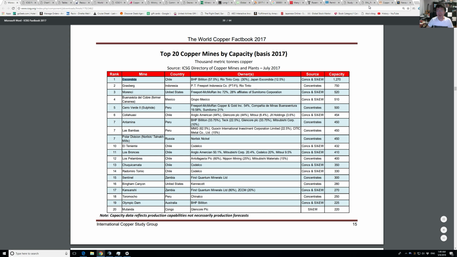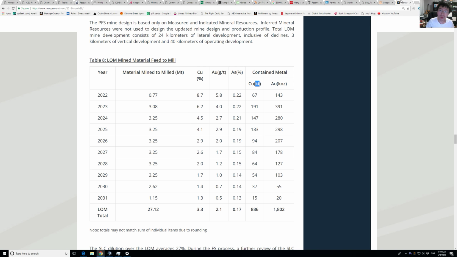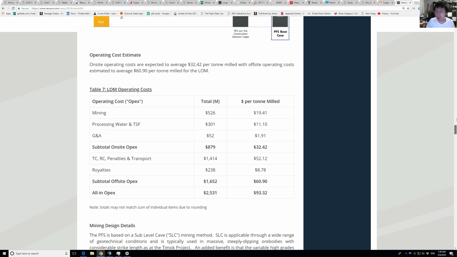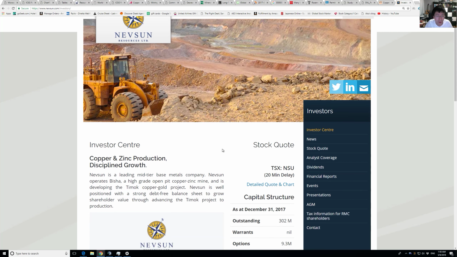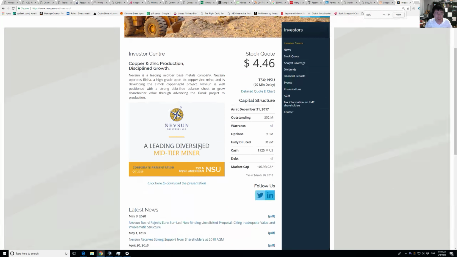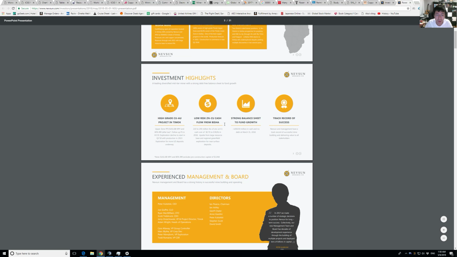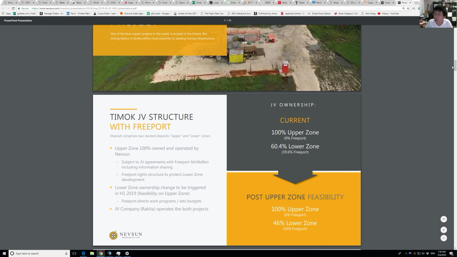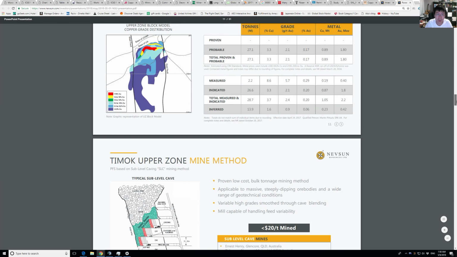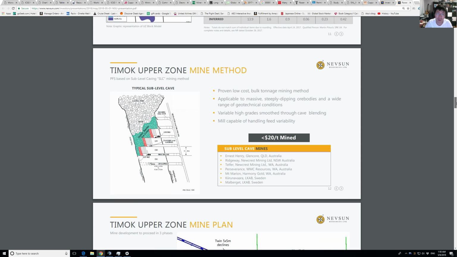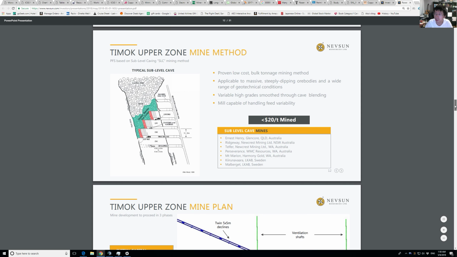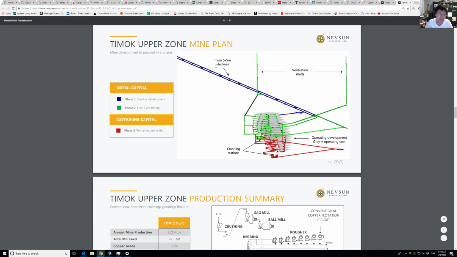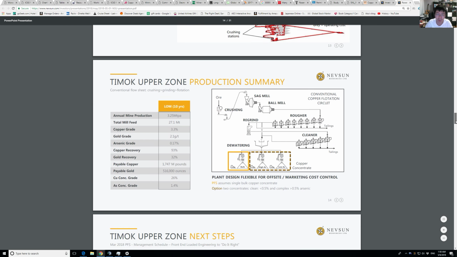So that's actually one thing I got a bit confused with Nevsun, because if you look at the way they describe their, this is too big, can't deal with this. If you look at their lower zone, right? So the upper zone is easy because it's a massive sulfide, very high grade. You just do an underground mine, with the thing we described in the previous video.